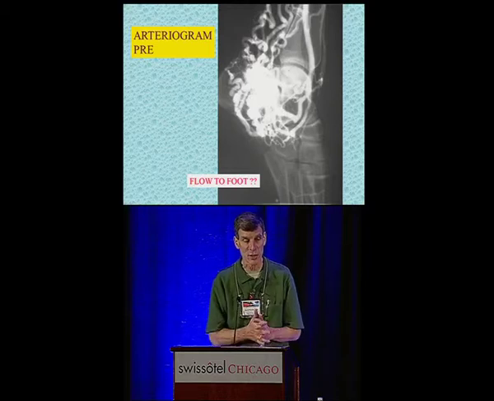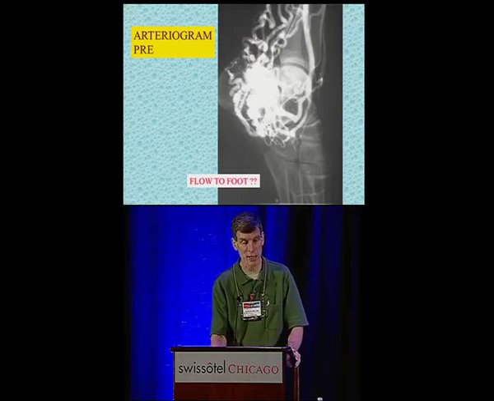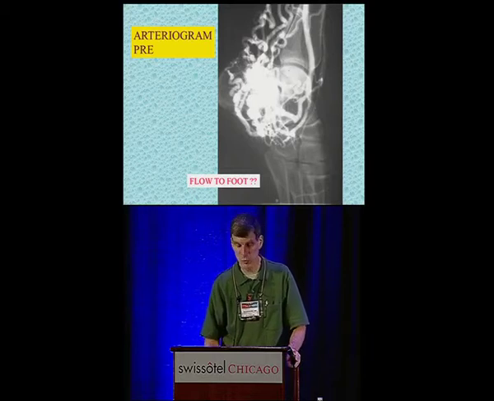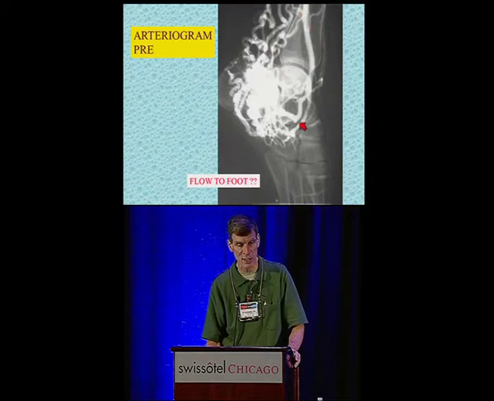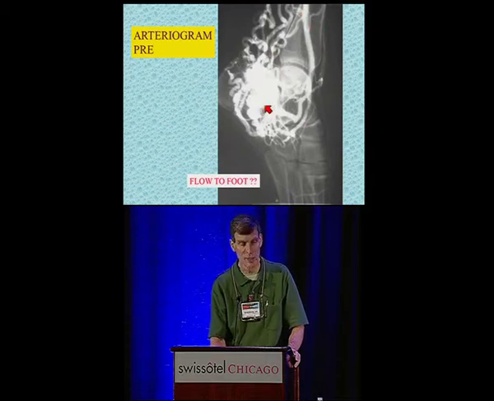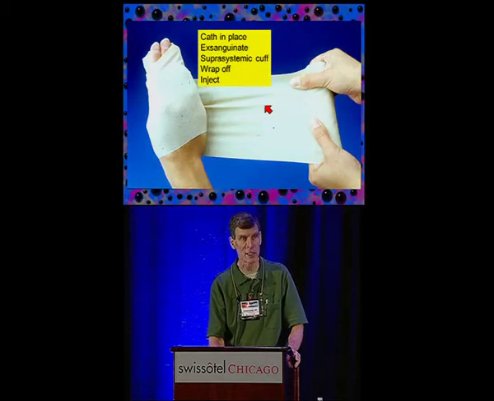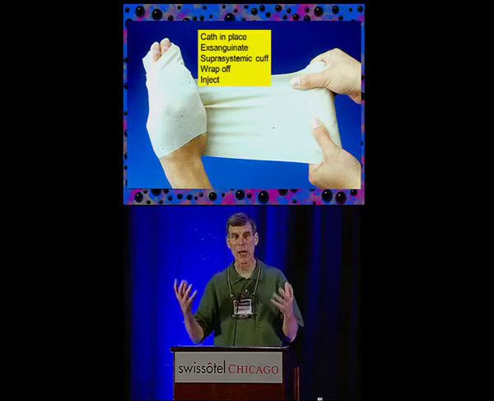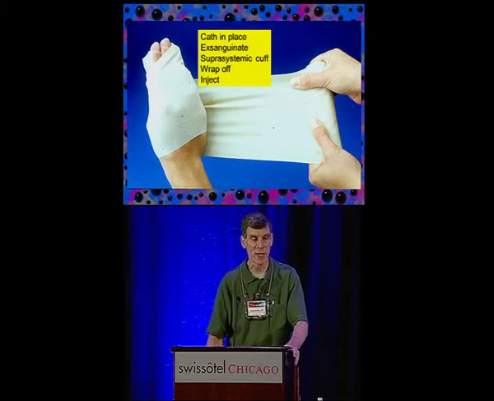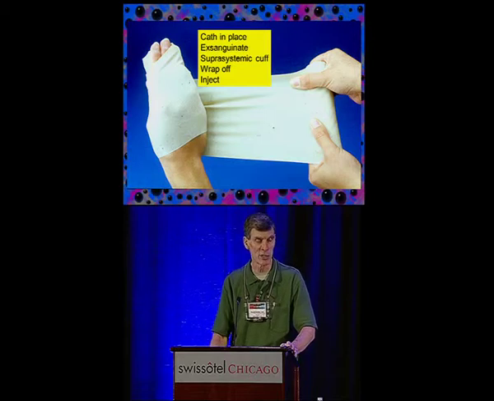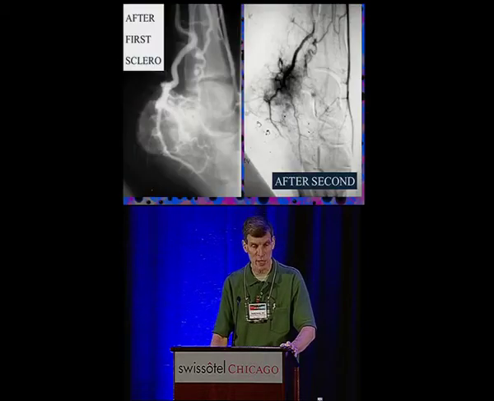This is an arteriogram of a patient who had a bad malformation involving her calcaneus. We came down through this big, huge outflow saphenous vein because we could see that this branch led right back into it. We got a catheter all the way back to the nidus, then completely wrapped that foot and ankle in an exsanguinating, stretchy ACE wrap like they do for ortho purposes.